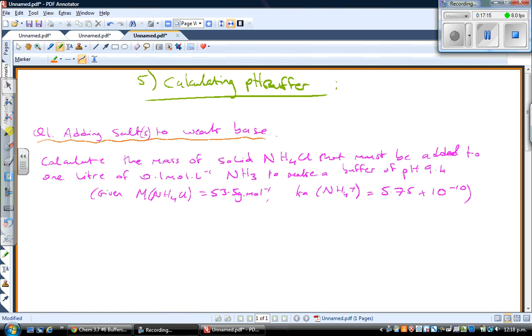Okay, so the last part of our video on buffers is to look at calculating the pH of a buffer. There are maybe 3, if not 4, major types of questions you can get on calculations. The first one is if you're going to add the salt to a weak base to make up a weak base buffer system. This question is taken from one of the exam papers.